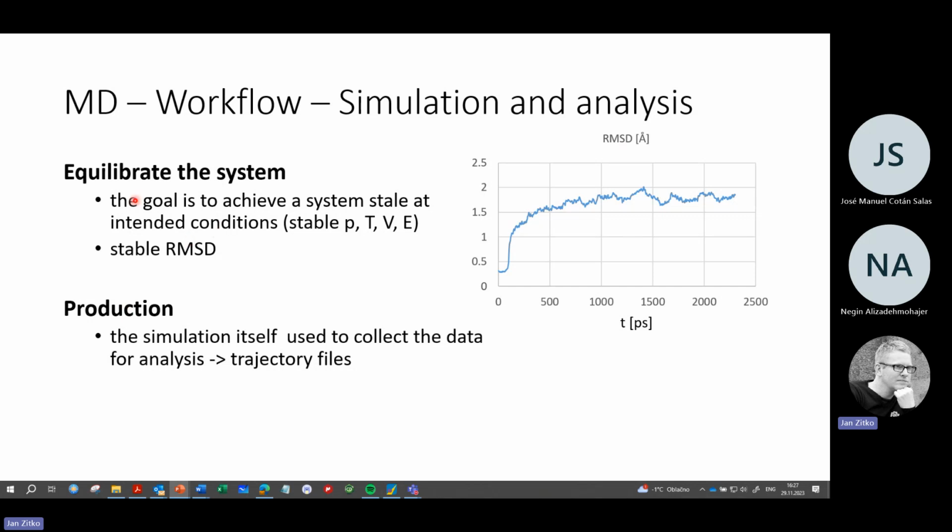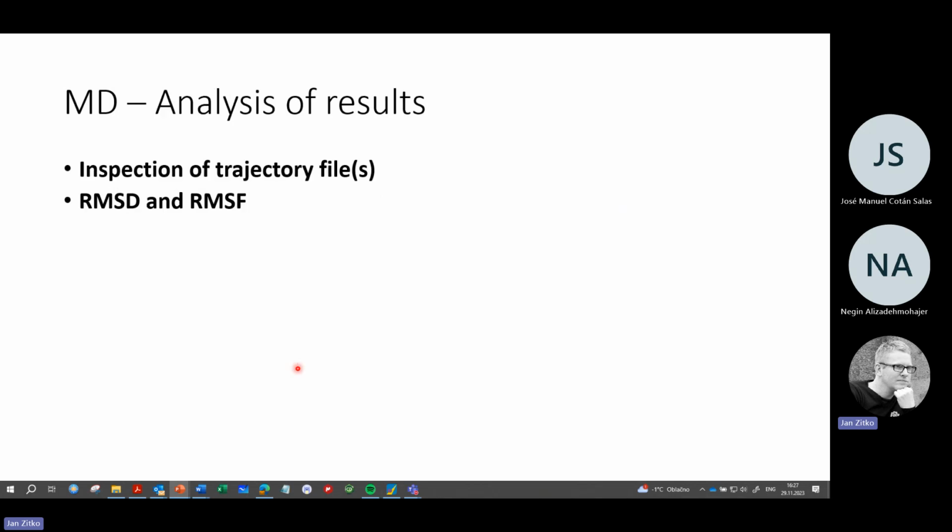Okay, so when your system is equilibrated, you start the production and you collect the data and save them to so-called trajectory files. Then when you have the trajectory files, which as I said might be several gigabytes of information, you just load them into some kind of software and you do some analysis of the trajectory files. Just to give you a brief taste of how these trajectories are analyzed, basically you can select the distance between two atoms, for example, which is important for you, or an angle, and you can see how it develops in time.